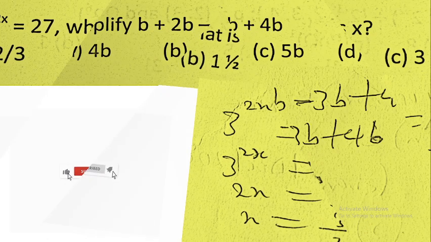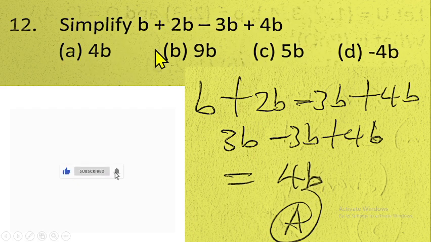Question number 12 now is on algebra. We have to simplify this algebra: b plus 2b minus 3b plus 4b. So this is quite simple as well. You can as well collect like terms, or you can just do it straight away. So b plus 2b will give us 3b. Then minus 3b, 3b minus 3b will give us 0. 0 plus 4b will give us 4b. So option A is the correct option here for question number 12.